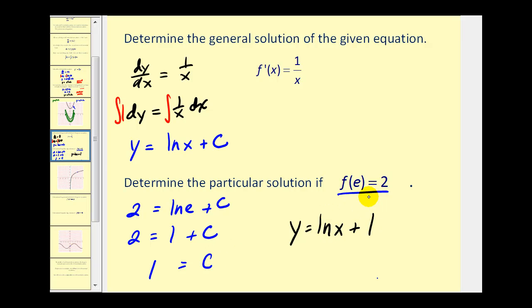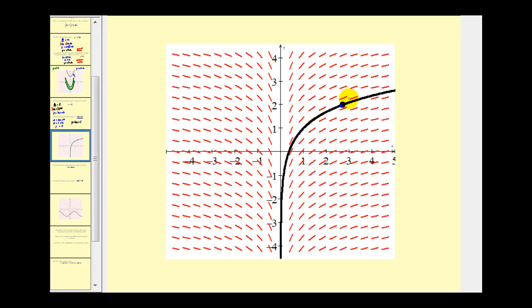And again, let's take a look at the graph of that. Here we have the slope field for the differential equation, and in black we have the particular solution because we were given that the solution we wanted passed through that point. There's only one function that fits nicely in the slope field and passes through that point, which we said on the previous screen was y equals natural log x plus 1.